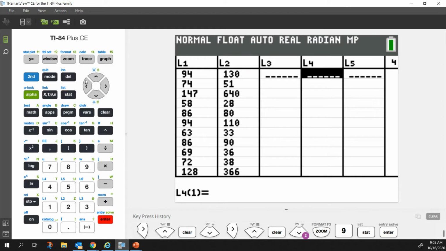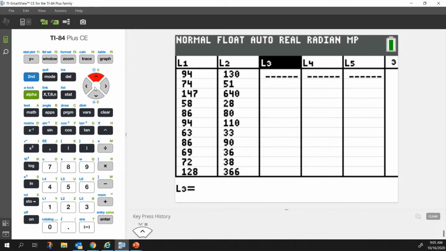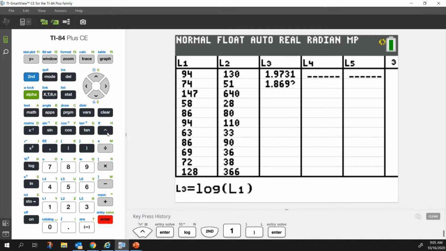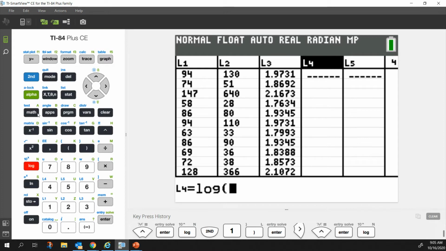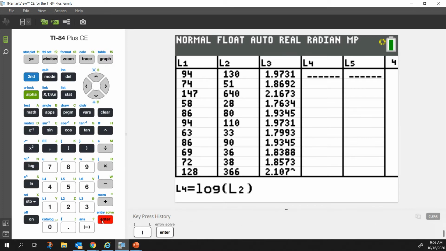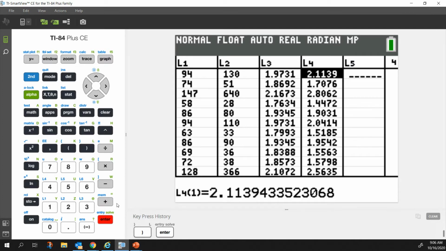So that means in our L3 and L4, we are going to take the log of both the x's and the y's. So in L3, I'm going to hit enter. I'm going to make sure this is blinking down here at the bottom. And I'm going to hit log L1. And then in L4 over here, same thing this time, but I'm transforming both the x's and the y's. So I'm going to log L2. Now I've transformed both of those.